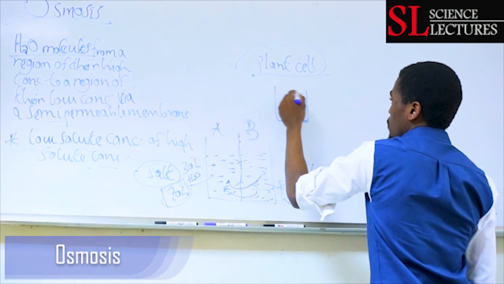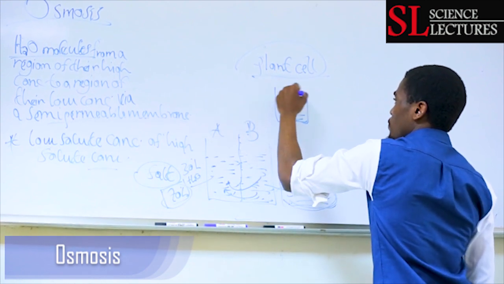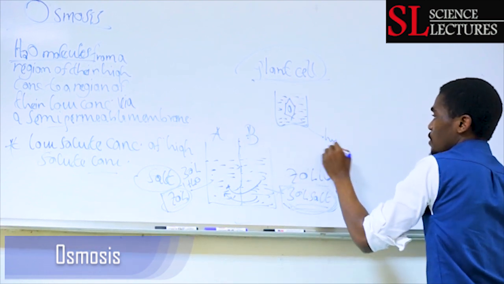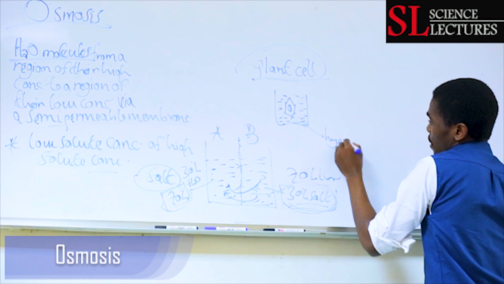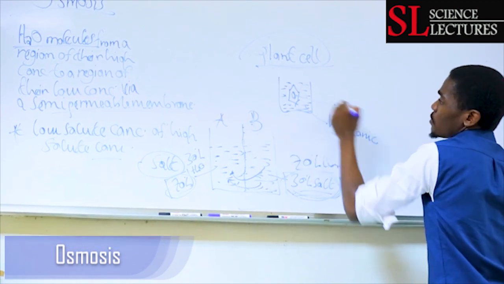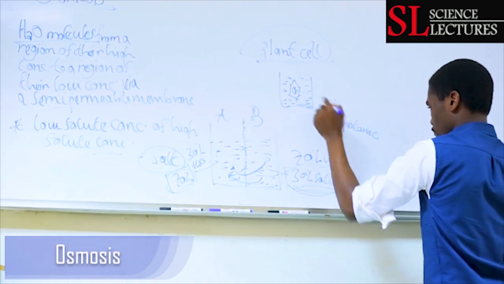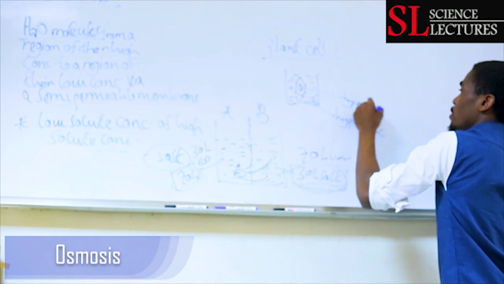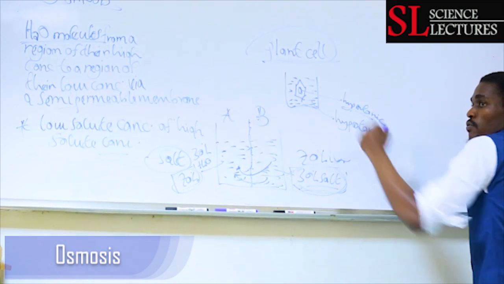This could be the plant cell, then placed in a solution. Let's first consider a solution with a low solute concentration. So let's say this solution is hypotonic, a hypotonic solution as compared to the cytoplasm of the plant cell. So the plant cell cytoplasm will be hypertonic to the fluid outside.